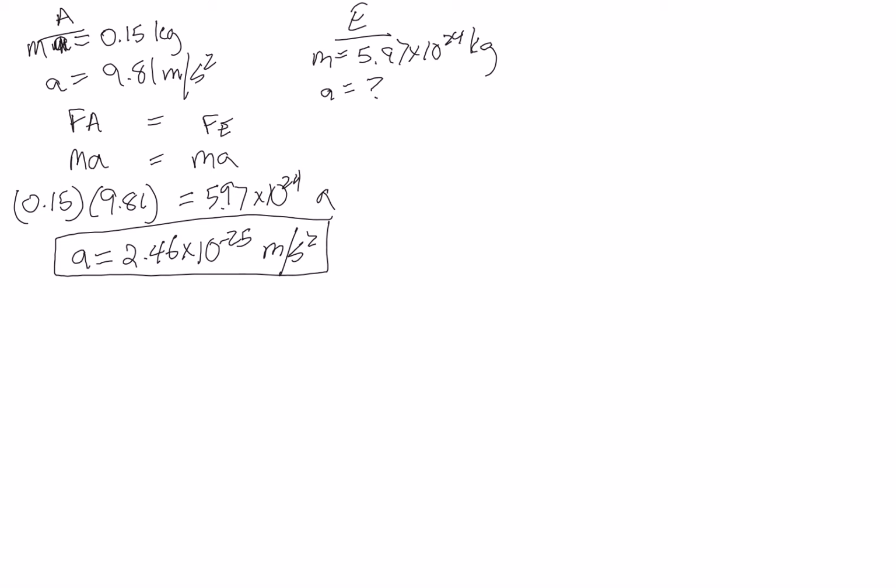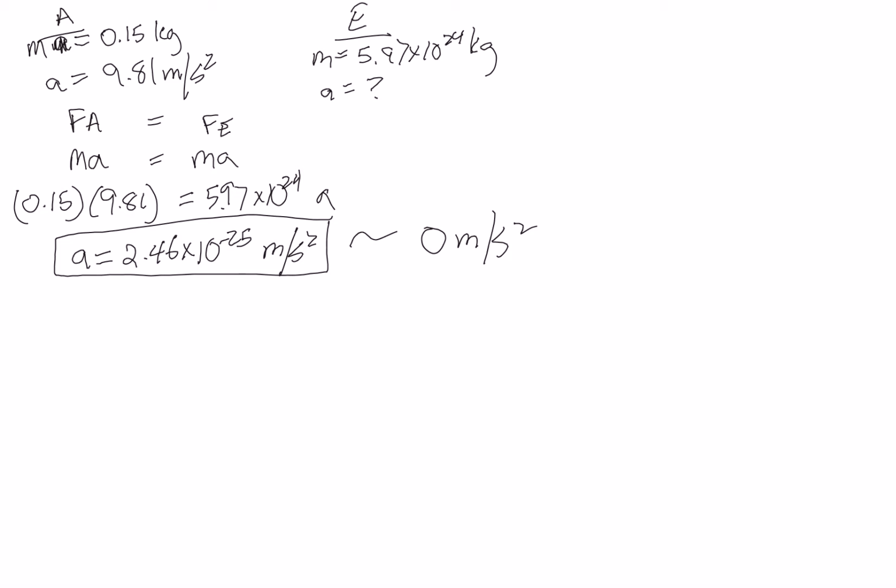So an answer to the negative 25 means we have 0.0000025, 24 zeros, and then 2.46. So that's pretty close to zero, right? It's such a small number that we'd say it's pretty much zero.